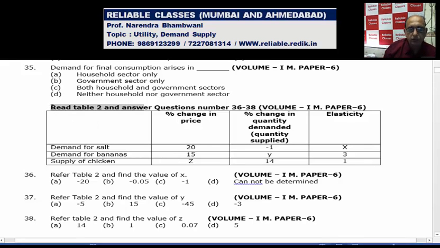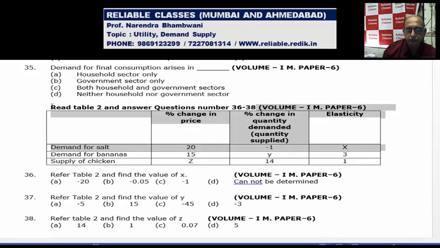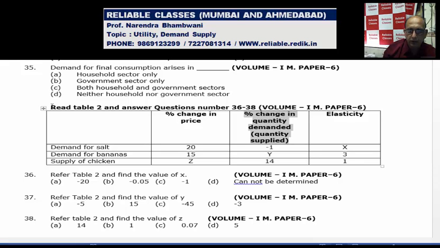Read table 2 and answer the questions 36 to 38. There are 3 questions to be answered. Now here, the first column shows percentage change in price, the second column shows percentage change in quantity demanded or supplied, and the third shows elasticity. How do we get elasticity? Elasticity is percentage change of demand upon percentage change of price. So second column upon first column is equal to third column.